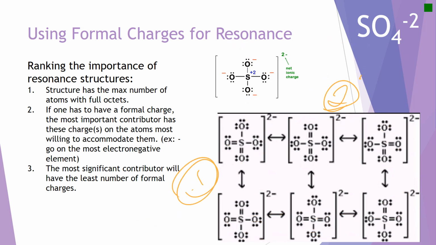That second one with that double bond that I just erased would be your second most favorable, and this would be your least favorable because everybody has a formal charge.